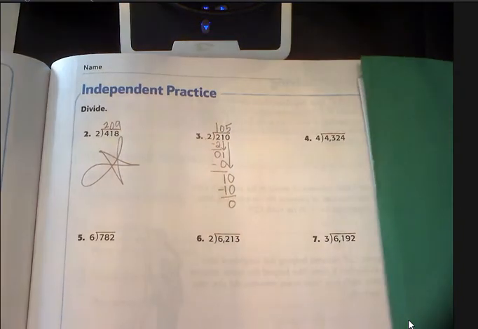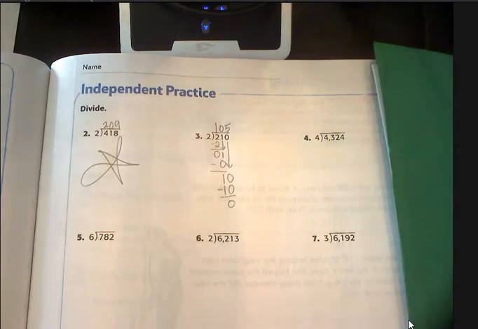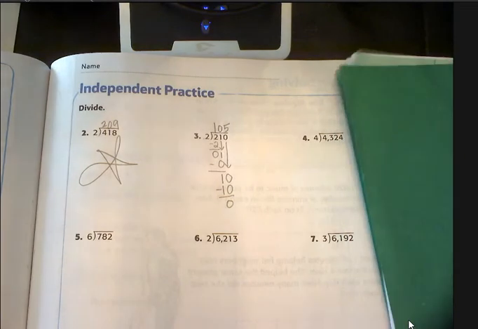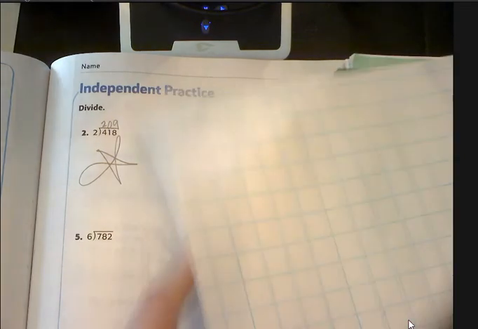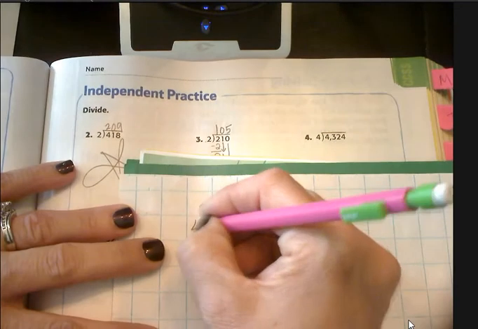Let's take a look at this one, except this time I'm going to use some graph paper, which I currently cannot find. The graph paper has run away. Here it is. So this time I'm going to use graph paper to keep my work straight. So I have 4,324. I put each digit in a box.